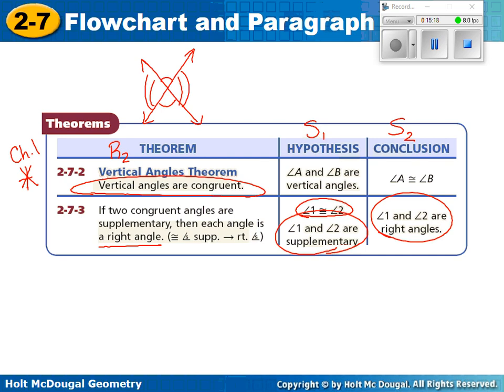You can use this little way of abbreviating if you want to write it in a proof. Congruent angles supplementary implies right angles. Or you can just write out in words: two congruent angles that are also supplementary must be right angles. Okay, but you're going to have to somehow memorize that and write that down if you use it as a reason. Any questions there? Okay.